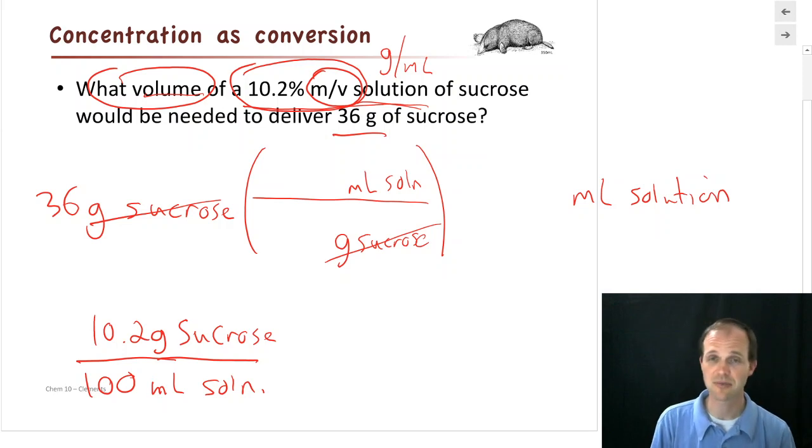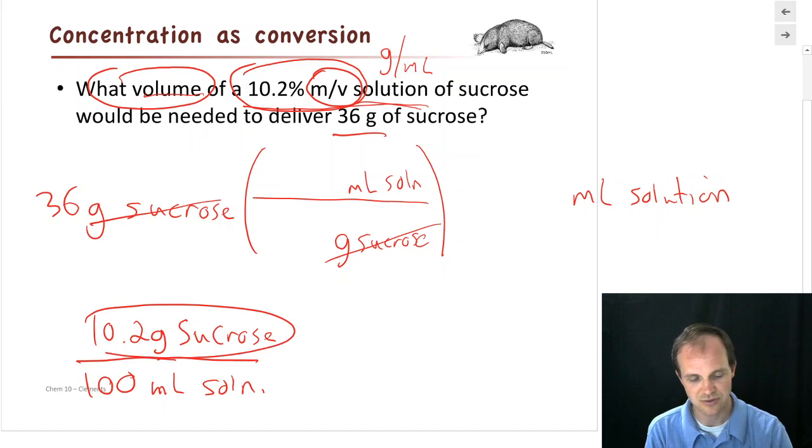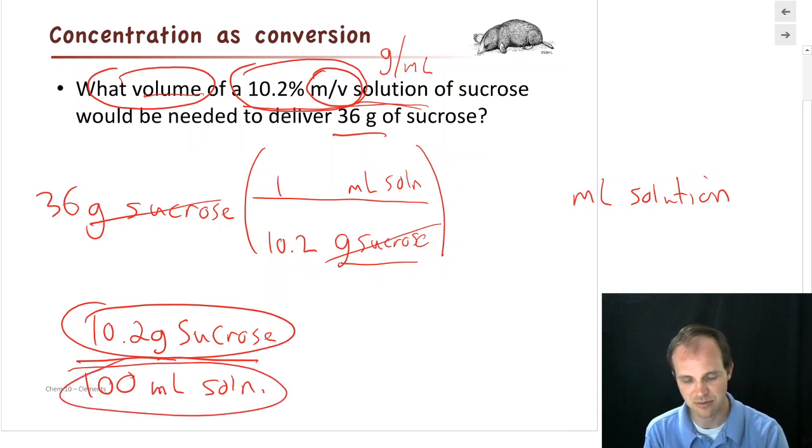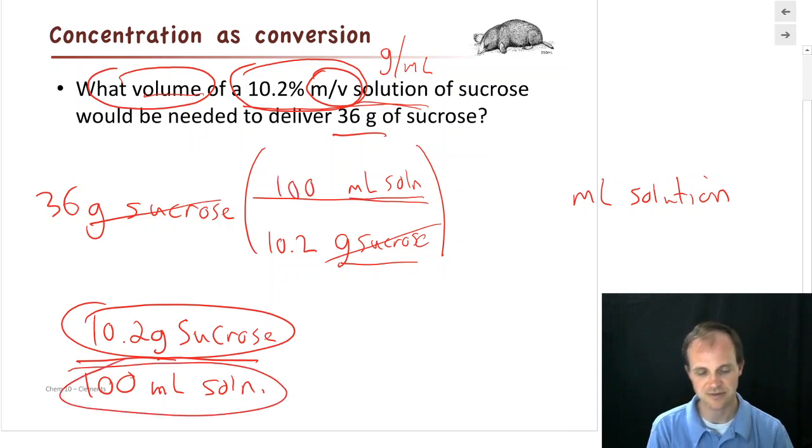10.2 doesn't always go on top or always go on bottom. Numbers stay attached to their unit. I've got 10.2 grams of sucrose, and so I'm going to put 10.2 grams where my sucrose is. I got 100 milliliters of solution. I'm going to put my 100 where my milliliters of solution is.